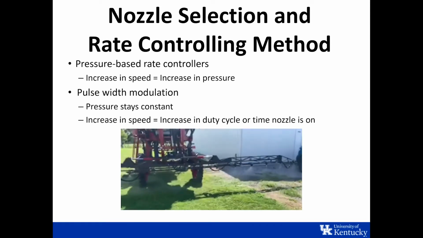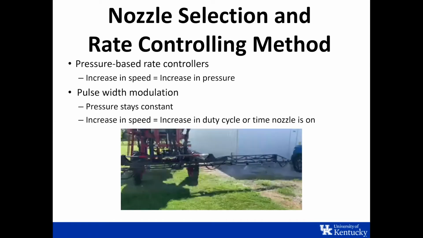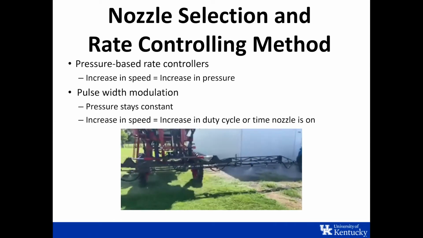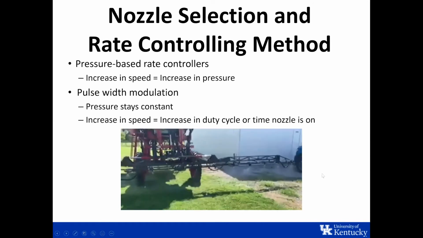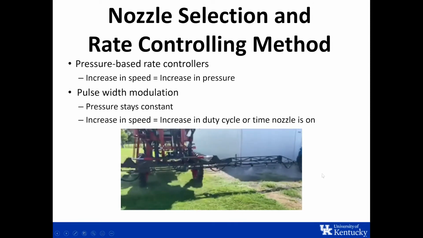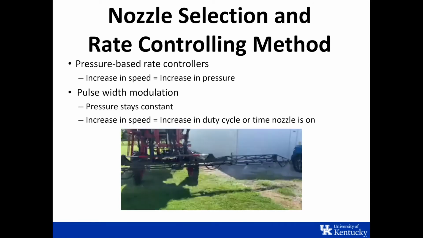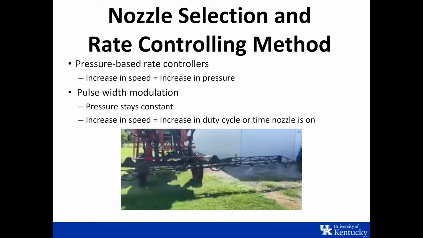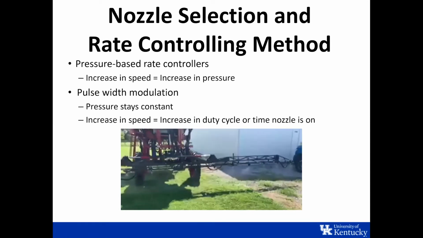And with these, you set your pressure based on typically what size of droplet you want. You set that pressure, and then from there, as you speed up or slow down, the duty cycle, or the number of pulses that occur, change to keep that spray volume even across the field. So that's a simplified explanation of how it works, but that's about as much detail as we're going to go into today. And I'll explain to you why this is important as we get into these nozzle types.